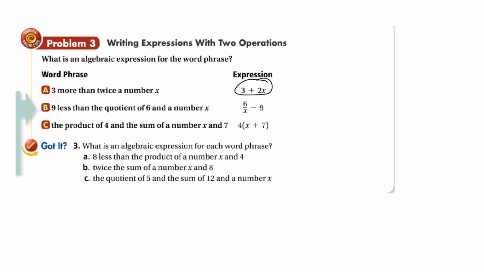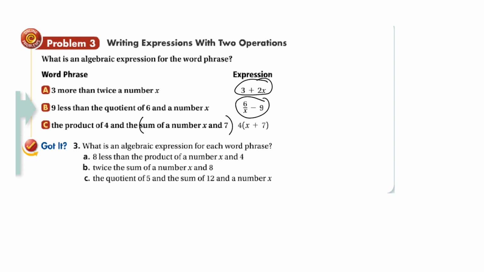Nine less than the quotient of 6 and a number x would be 6 divided by x minus 9. The product of 4 and the sum of a number x and 7, whenever you have wording that says sum or difference, that means you've got to account for that sum or difference as a quantity, which means we put parentheses around it.